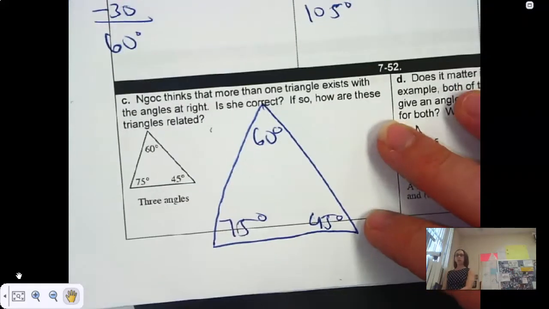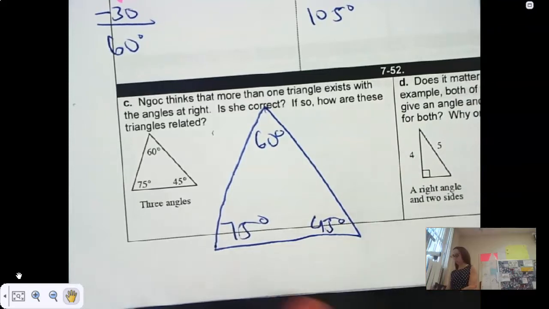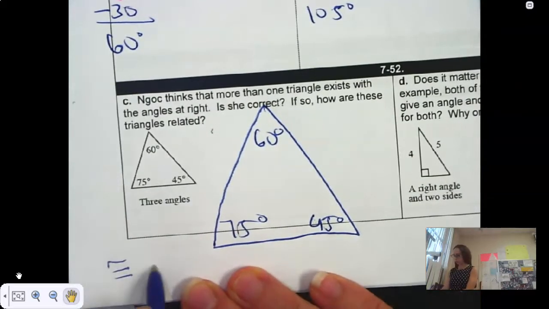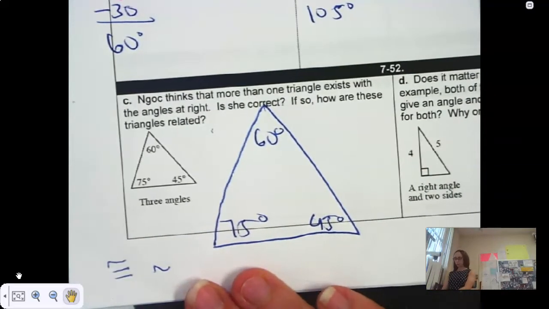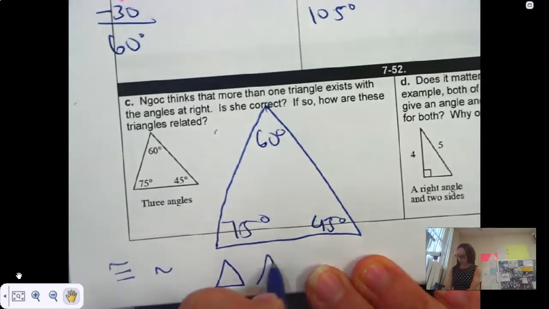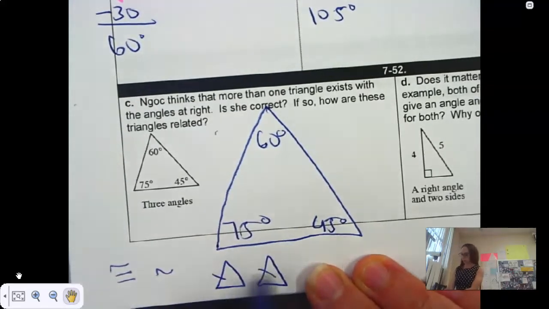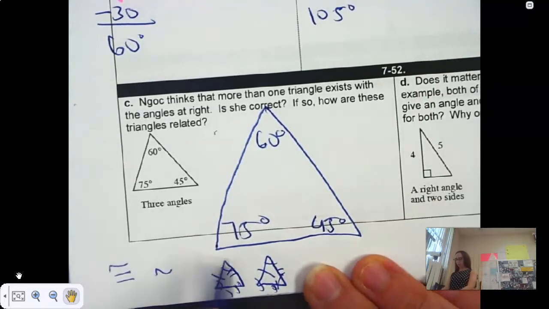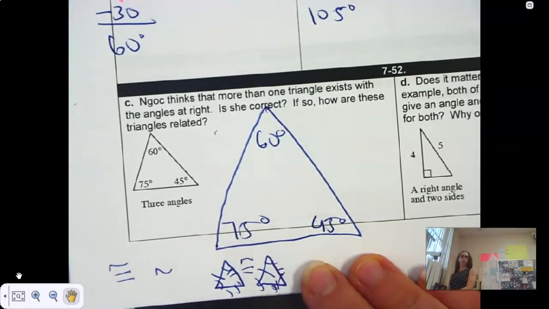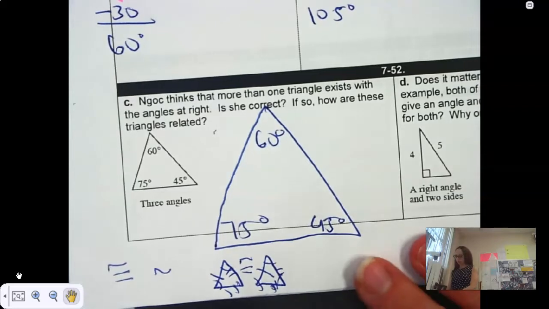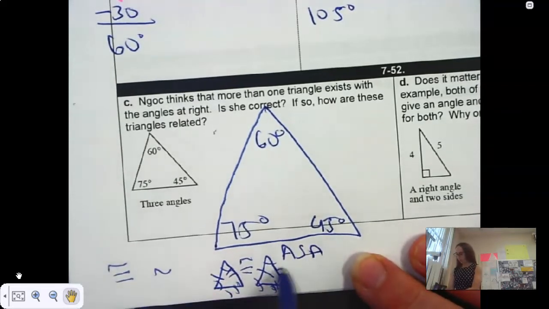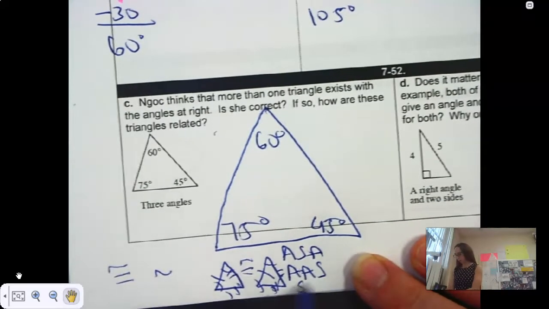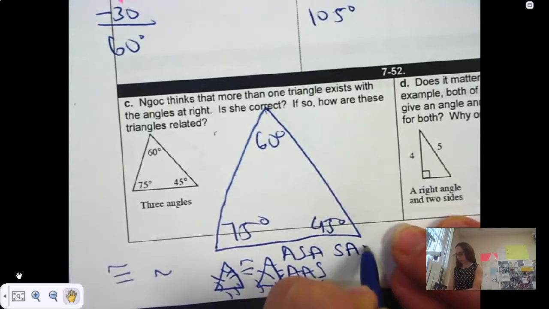Do you guys remember, I don't know if you do, last year, the difference between congruency and similarity? Congruency means, okay, this triangle is exactly the same as this one. This side, this side, this angle, this angle. Everything was the same, and then we proved they were congruent. And that was like ASA, AAS, SSS, and SAS.